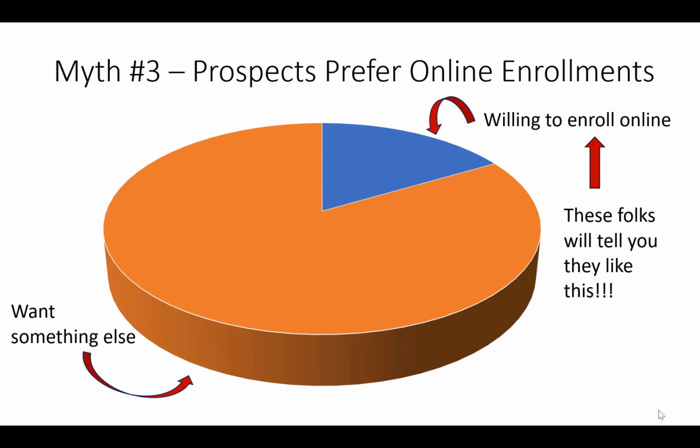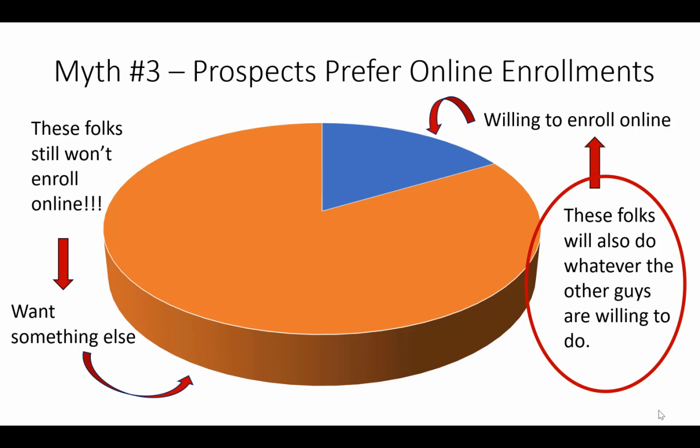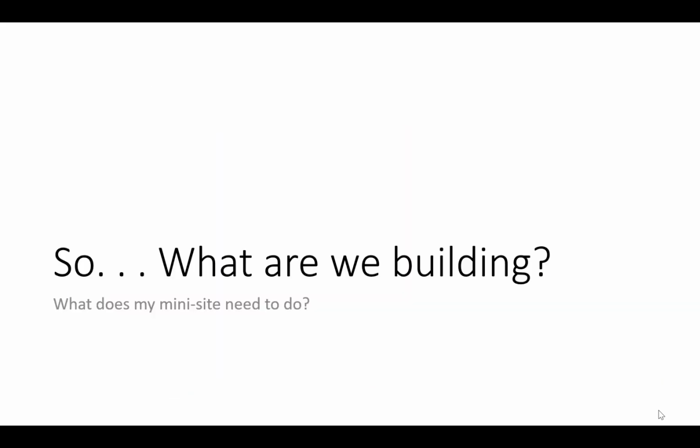Now, here's the really insidious piece, is that these folks that are willing to enroll online, they will give you the feedback that they do like this option, okay? These folks still won't enroll online. And these folks will also do whatever the other guys are willing to do. So if we can get people to come in for an intro, or we can get them to reach out for more info and then start a conversation with them, we can literally take a massively bigger piece of the pie, because people who are willing to enroll online are also willing to engage in further conversation. Okay? All right, good enough.